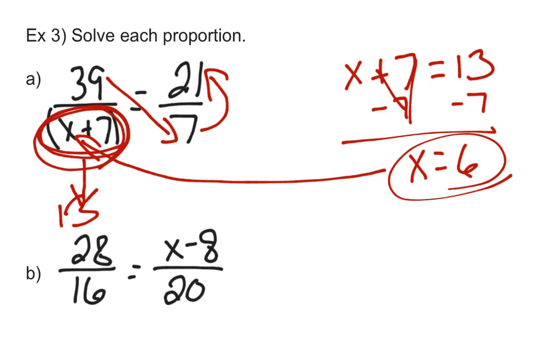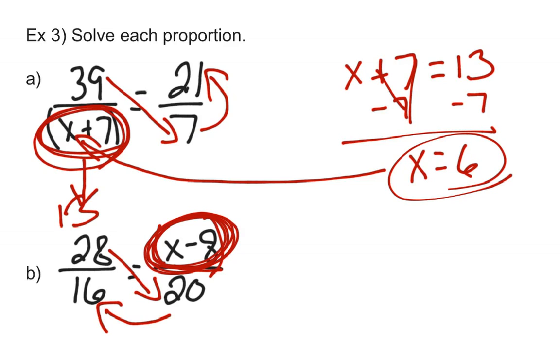Okay, part B here. x minus 8 is in the parentheses, so that is going to be my unknown. That's what I'm trying to figure out. So the other three numbers I'm going to cross multiply and divide. Let's do 28 times 20, which gives me 560. That 560 divided by 16 gives me that this numerator should be 35.